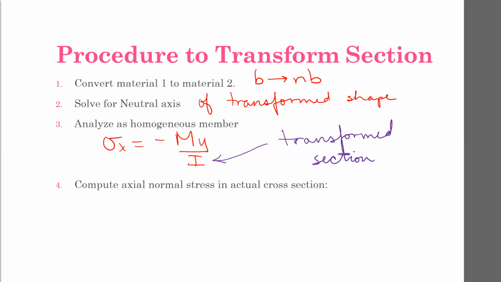Okay. Now that we have the stress distribution over this cross-section, we can go back and calculate what the stress would be in material 1 and material 2. So we took material 1 and converted it to material 2. What that means is if we're looking for the stress in material 2, we already have it. That equals whatever stress we computed. But if you're looking for the stress in material 1, you need to take these stresses and multiply by n.